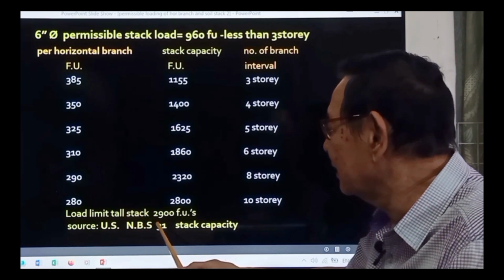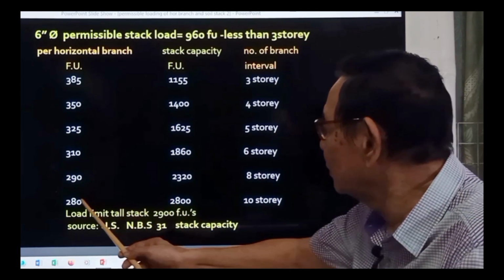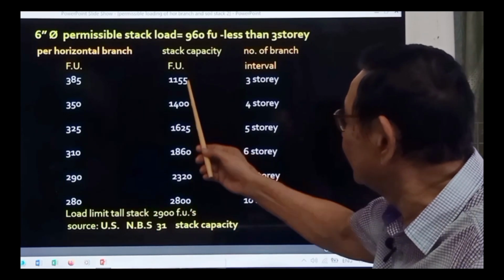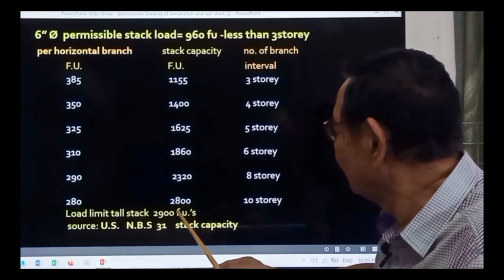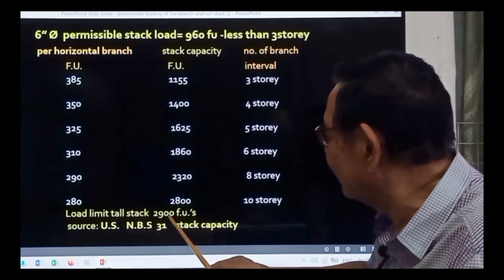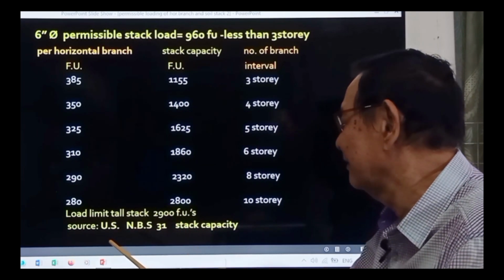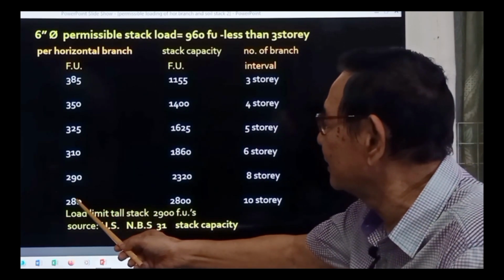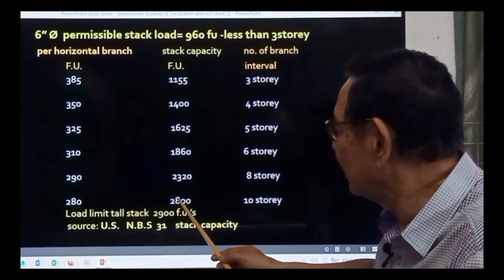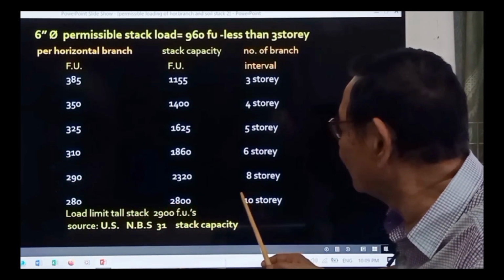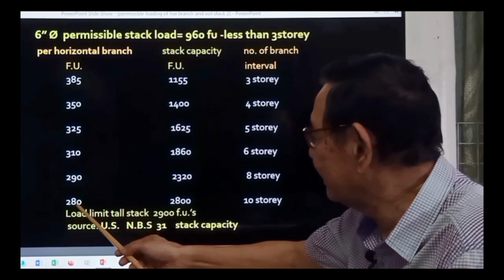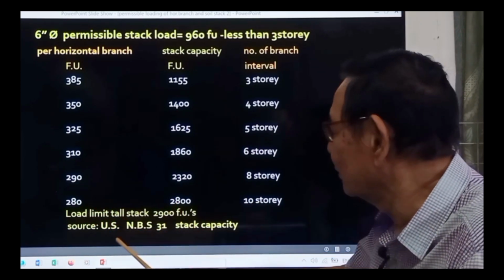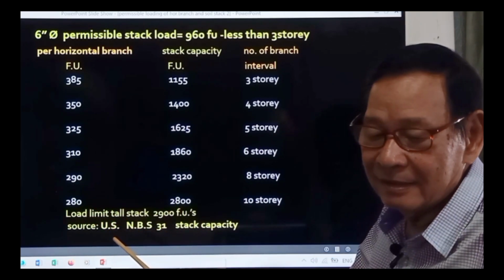Load limit stock is 2,900. So ito ngayon, ang load limit, itong load limit ng stock capacity 2,800. But the real load limit is 2,900. So dito sa based on this horizontal branches, kung 10 siya, 2,800. 280 times 10 is equals to 2,800. Okay.